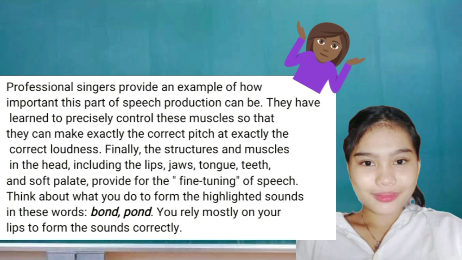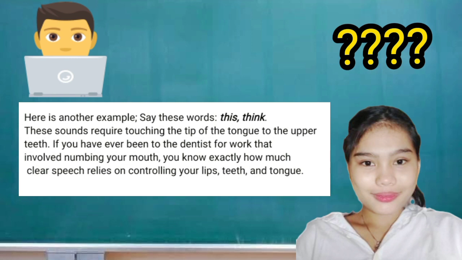Think about what you do to form the highlighted sounds in this word. Band, pant. You rely mostly on your lips to form the sounds correctly. Here is another example. Say these words. This, think. These sounds require touching the tip of the tongue to the upper teeth. If you have ever been to the dentist for work that involved numbing your mouth, you know exactly how much clear speech relies on controlling your lips, teeth, and tongue.